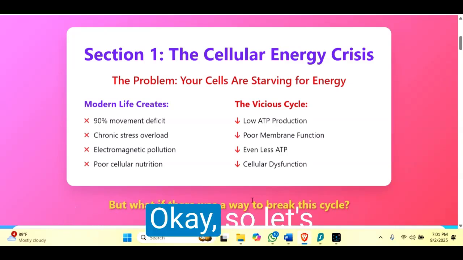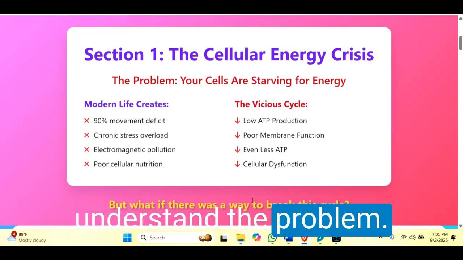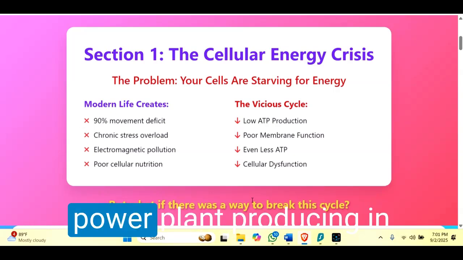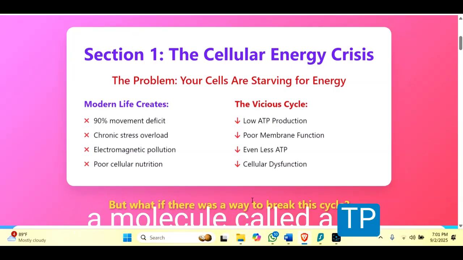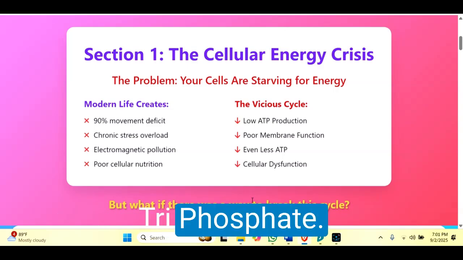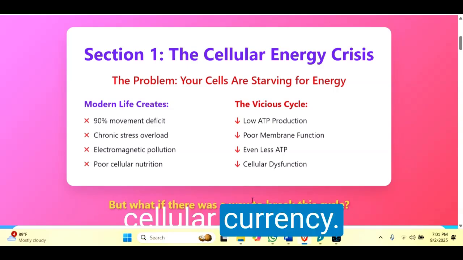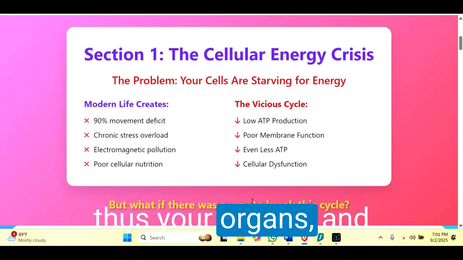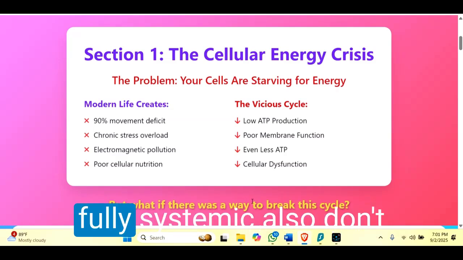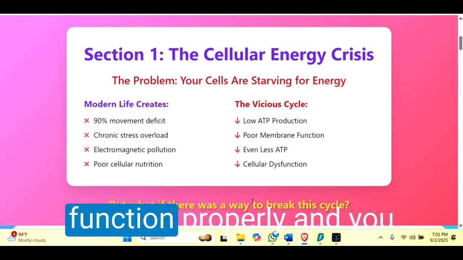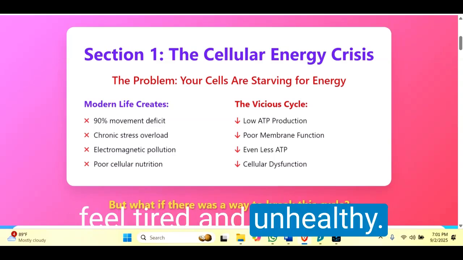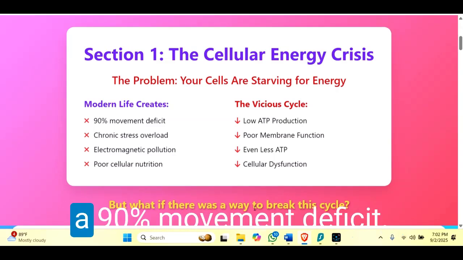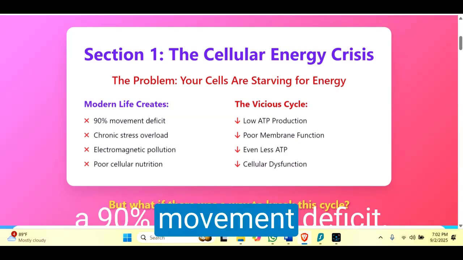It should really be a topic of almost any health conversation in terms of how we get better or how we decline. Okay, so let's understand the problem. Right now, as you're watching my video, every single cell in your body is working like a tiny power plant, producing a molecule called ATP, which stands for adenosine triphosphate. Think of ATP as the cellular currency. Without enough of it, your cells become sluggish. Thus, your organs, and I mean every organ, so fully systemic, also don't function properly, and you feel tired and unhealthy. The shocking truth is that most of us are living with what researchers call a 90% movement deficit.